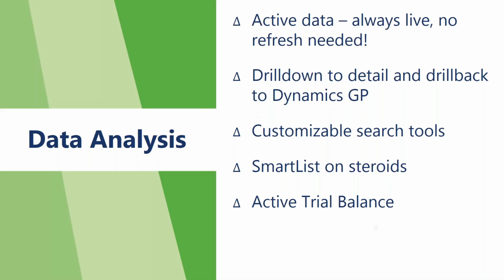So we kind of call this the smart list on steroids portion as well, and we'll see that. But the concept is it's very similar to a smart list in that it's a big list of data, but I find that the ActiveReporter version is a bit faster, allows you to have access to a lot more data, and allows you to do more with that data once you have it. And the active trial balance. So this is what I talked about earlier, which is the unique presentation of reports that, again, is always live without any generation needed. So we'll take a look at that as well.